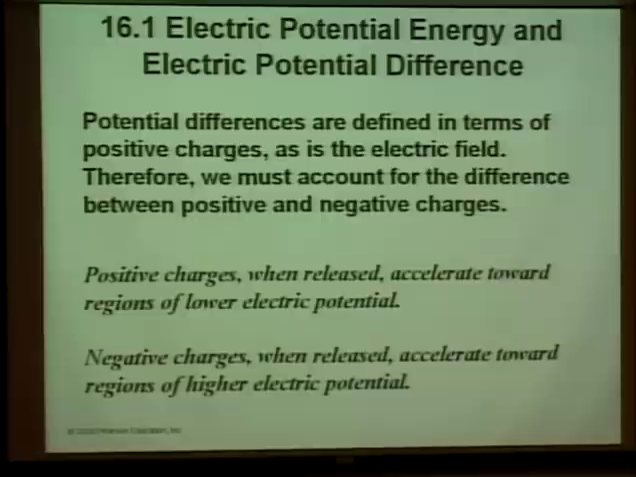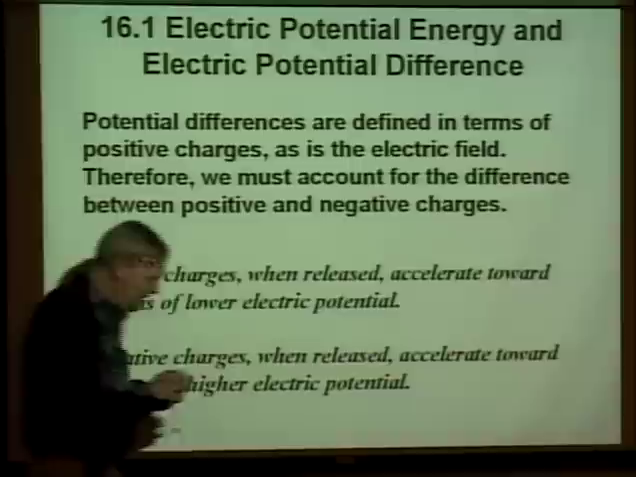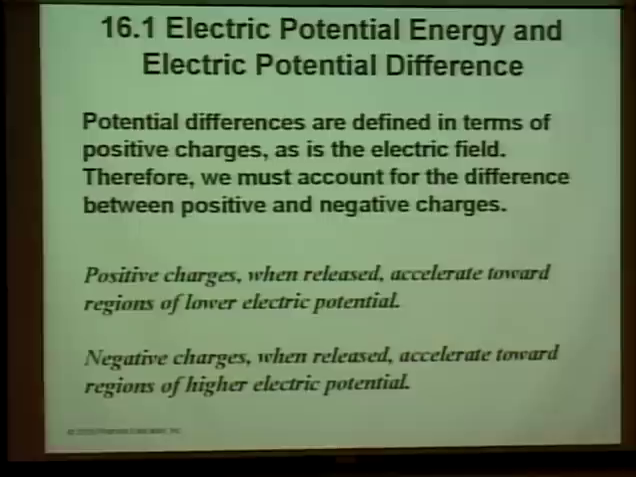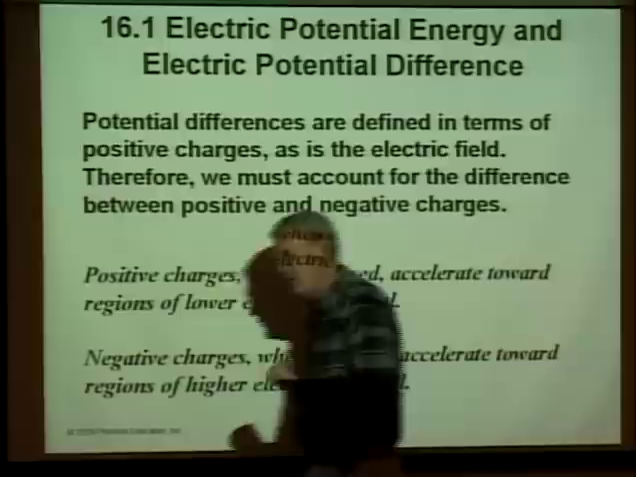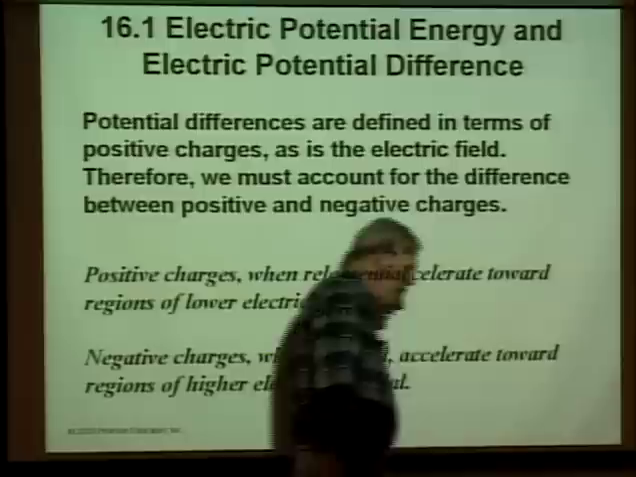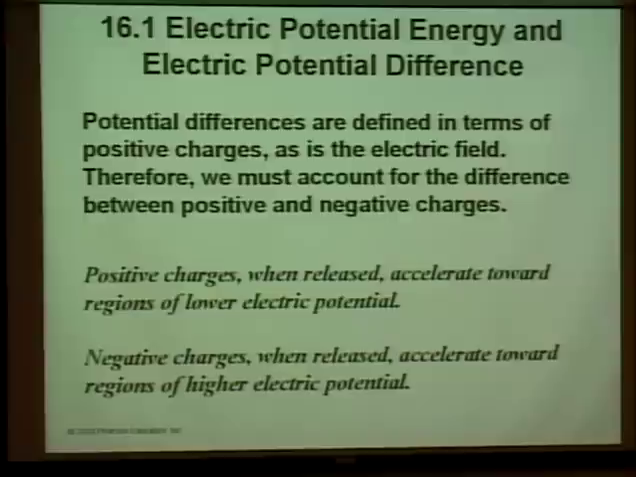Positive charges when released. We already know this. A positive charge will accelerate towards a region of lower electric potential. Why is that? Because it wants to run off towards the negative charges, and they've got a lot lower potential energy. Negative charges, when released, are going to want to run off towards higher potential. That's where it's different from gravity. Gravity, everything goes in one direction. A book, a rock, a person, they all fall towards the center of the Earth. But charges behave depending on how they're charged.